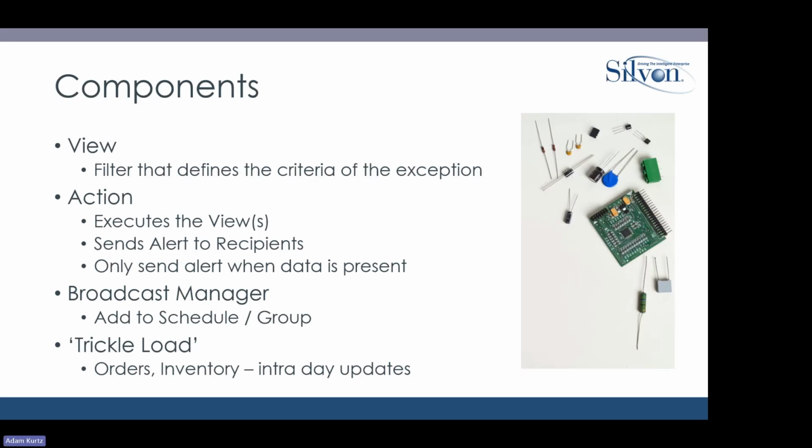So again, the different components: the view itself, with that filter that defines the criteria, the exception. You have the action, which will actually execute the view when needed, as frequently as scheduled. It will then send the alert to the recipients only when data is present. If the view doesn't yield any data, there's no email sent. Pretty slick.